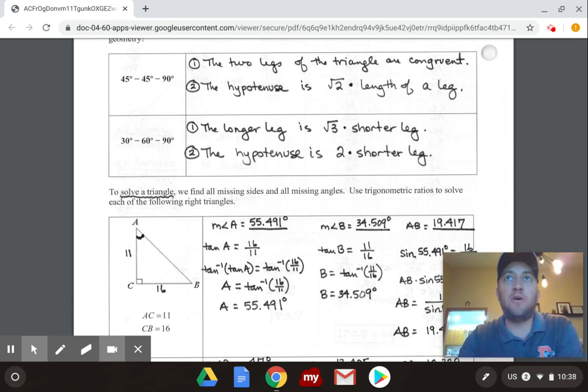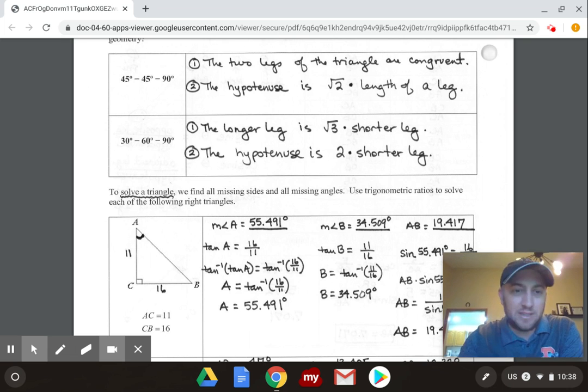So if I know that one of my legs in a 45-45-90 right triangle is 10, I can find the hypotenuse by just taking 10 and multiplying it by square root of 2, and there's my hypotenuse. The same thing could be true if I knew the hypotenuse and I'm trying to find one of my legs. I would just take my hypotenuse, whatever it is, and divide it by square root of 2. And now I know both my leg measures.